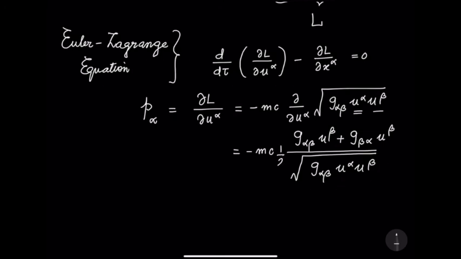and I had a half because this entire thing to the power half was there. So what is this? First of all, you realize that the denominator is nothing but c. u alpha u beta g alpha beta is c square, root of that is c. So I have only minus m left over here, and in the numerator I have two of these things because g beta alpha is the same as g alpha beta. G is symmetric, so I get g alpha beta u beta, which is nothing but u alpha. So that is my canonical momentum.